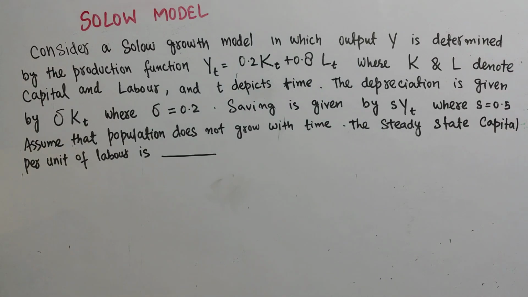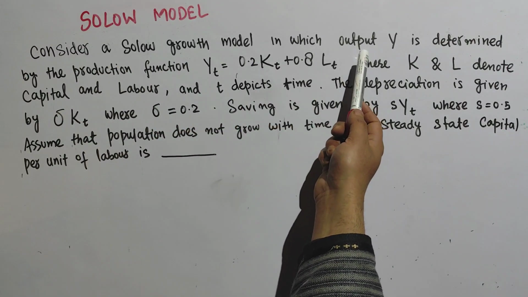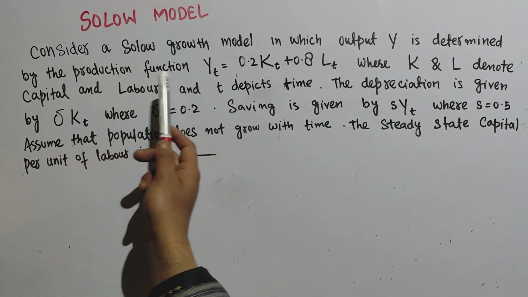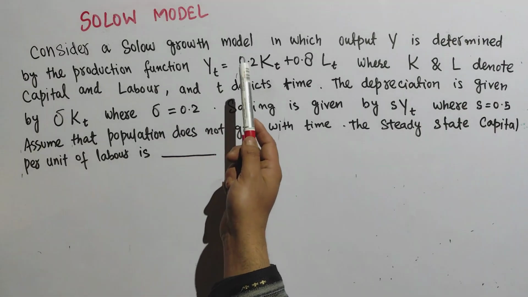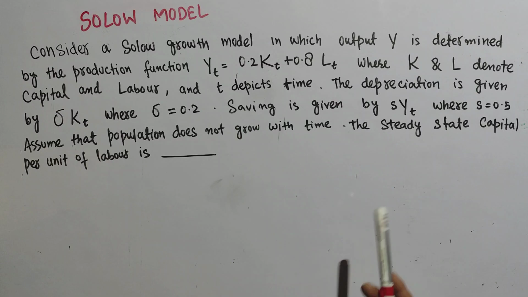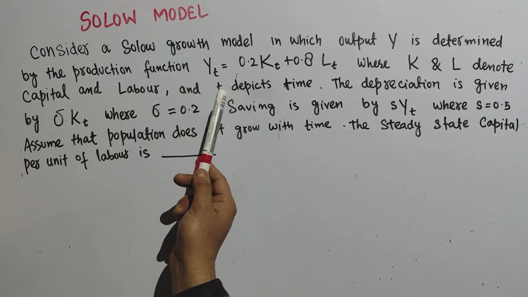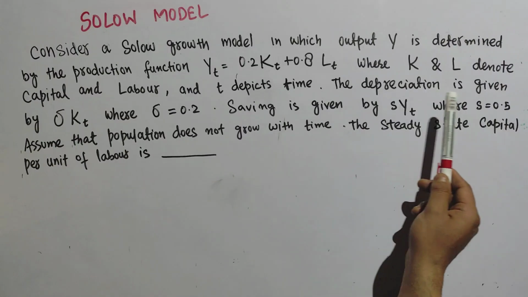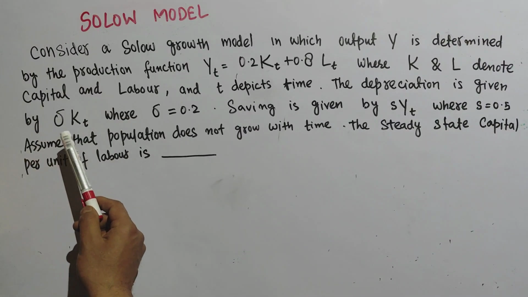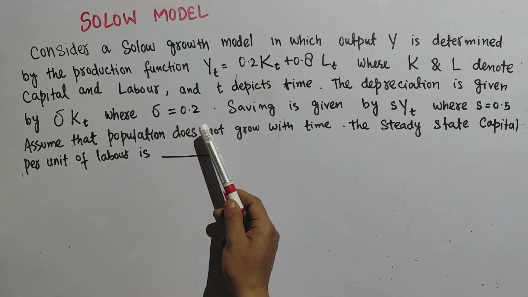In this video, we will solve a question on the Solow model. The question is: consider a Solow model in which output y is determined by the production function, that is y_t = 0.2 k_t + 0.8 l_t, where k and l denote the capital and labor and t depicts time. The depreciation is given by delta k_t, where the value of delta is 0.2.